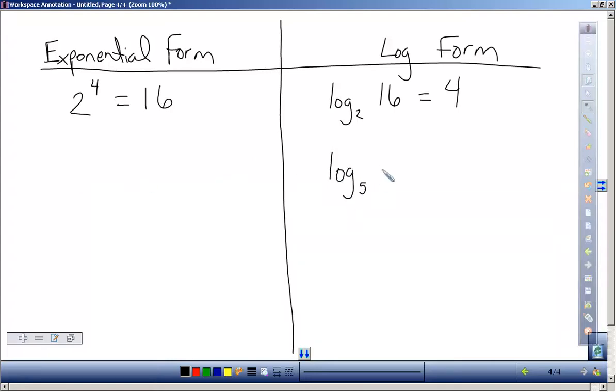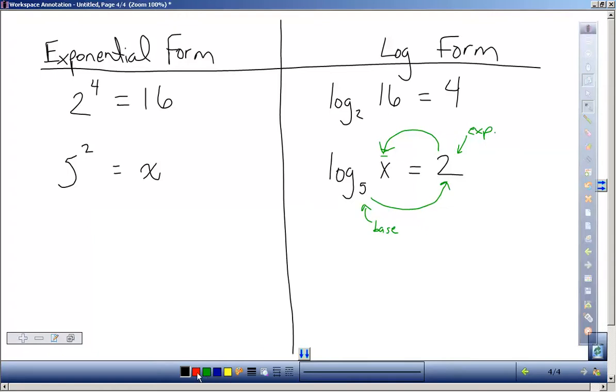So if I had something like log base 5 of x is equal to 2, that's the log form because it has a log in it. But I can rewrite the log as an exponential. Things that you always want to remember when you are rewriting. This is the base, this is the exponent, and this is what it's equal to. So that means 5 to the second power is equal to x. So I could rewrite this as 5 to the second power is equal to x. Well, you can see how that would be useful, because now we know that x is equal to 25.